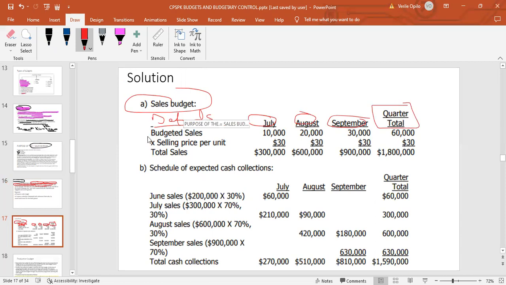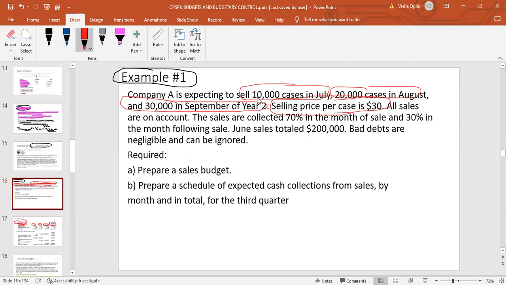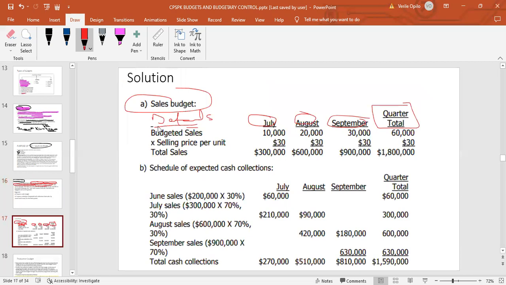We start off with the budget itself. For this particular product, we're told that the company has budgeted to sell 10,000 cases in July, 20,000 cases in August, and 30,000 cases in September. So what you're going to do is just show the budgeted sales figure: 10,000 in July, 20,000 in August, and in September, a total of 30,000.